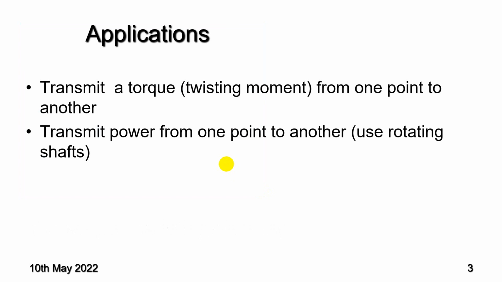And what happens when you apply a torque? The torque transmits from one end to the other end. So when you apply a torque on one end, it will get transferred to the other end. So it transmits power from one point to another using rotation of shafts. This happens in many industrial applications. So we are going to look at the stresses and force or torque and how to calculate them.